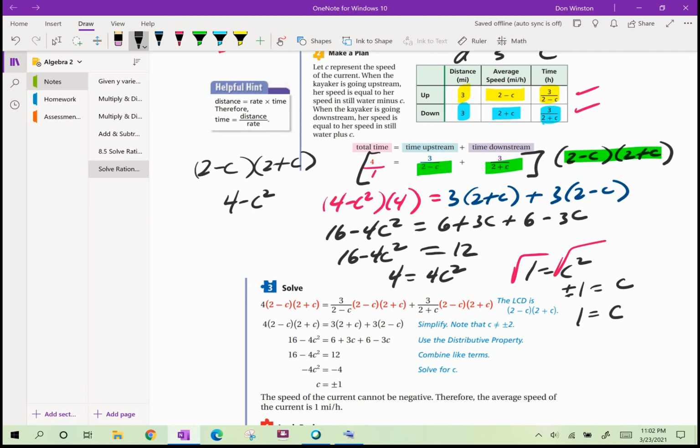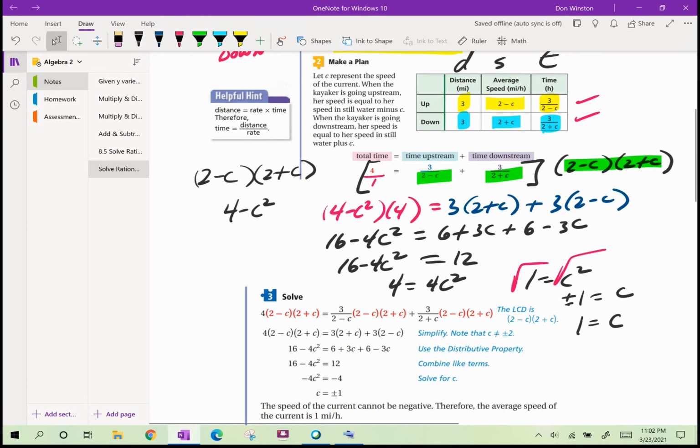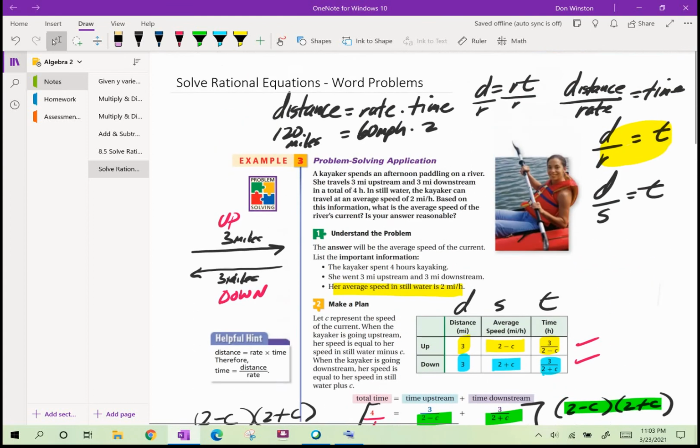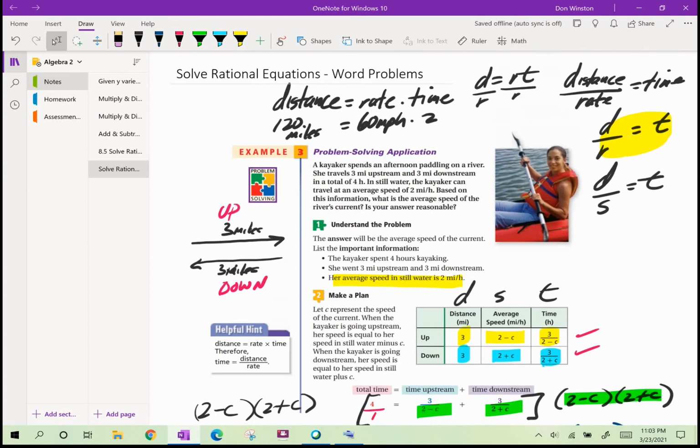So when traveling upstream, she's 2 minus 1, so she was traveling upstream at 1 mile per hour, but then traveling downstream, she was traveling at 3 miles per hour. Okay. So that's one of the classic problems involving solving word problems and rational equations.